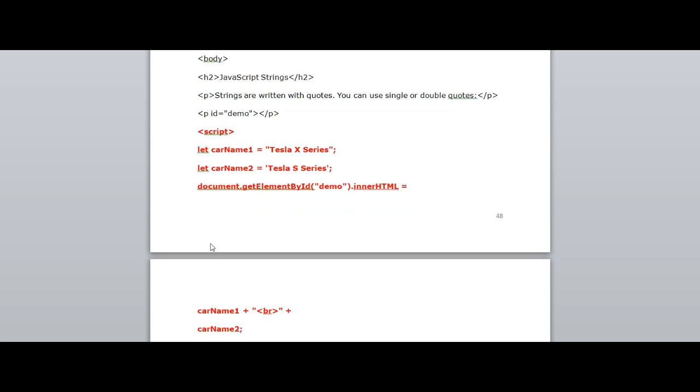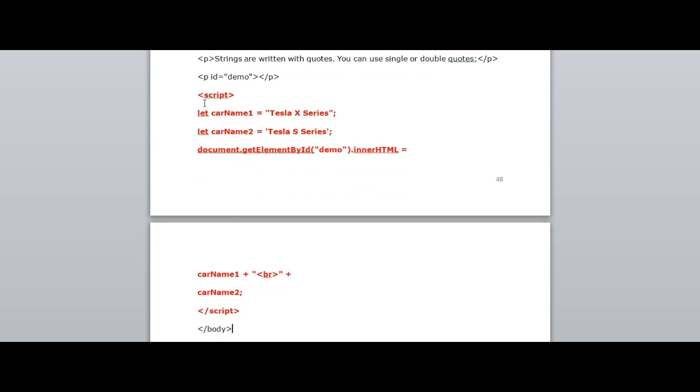Now let's come to the script, which is where the JavaScript is. The script starts from here. Say let car name 1 equals Tesla X series. Now this is in double quotes, if you don't see it. Then let car name 2 equals Tesla S series. This is a single quote. Then the document.innerHTML. Now car name 1, which is Tesla X series, plus this is a break code, br, to break it, to make the next text come to the next line. Then car name 2, which is Tesla S series, and the script.